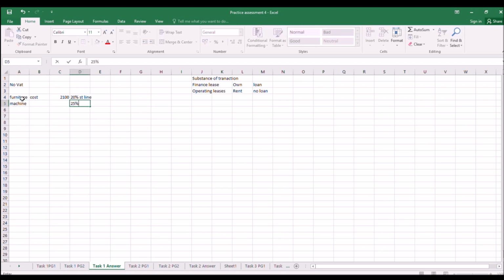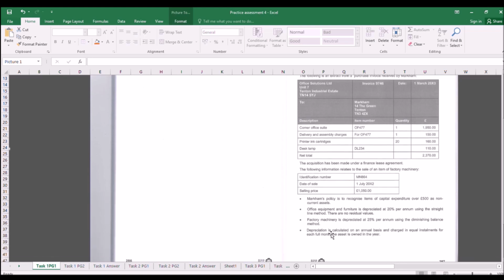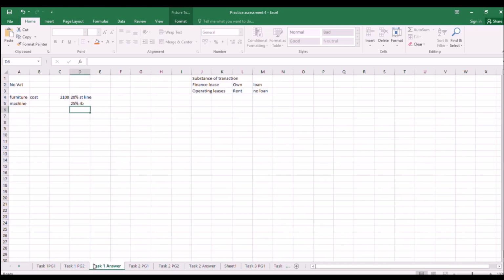25% reducing balance. Okay. Depreciation is calculated on an annual basis, charged in equal instalments for each full month the asset is owned in the year. Alright, okay, that's interesting. So our timeline is very important then here.